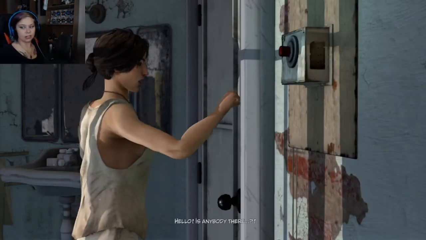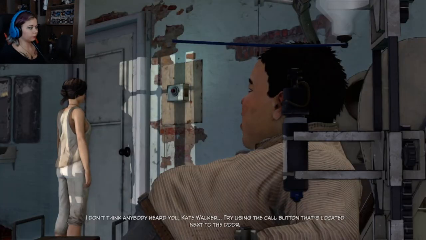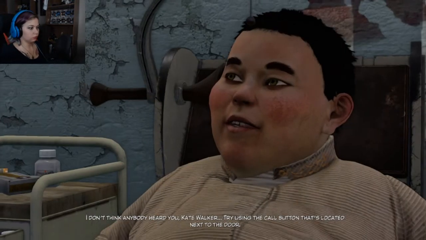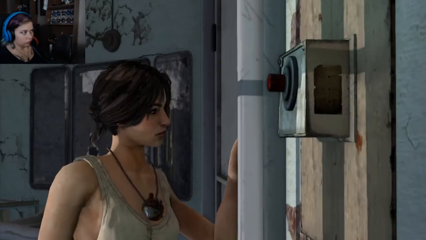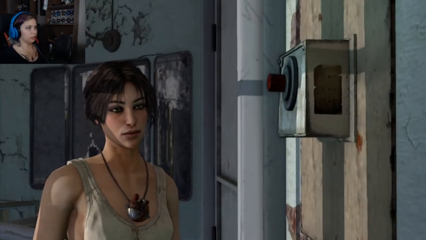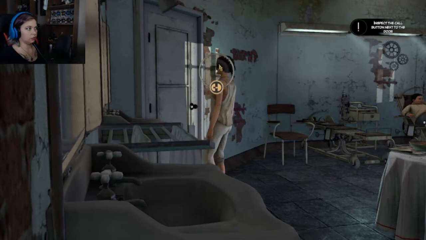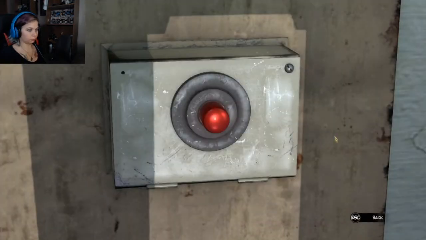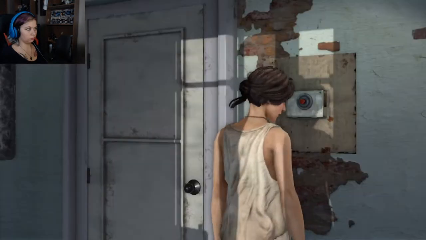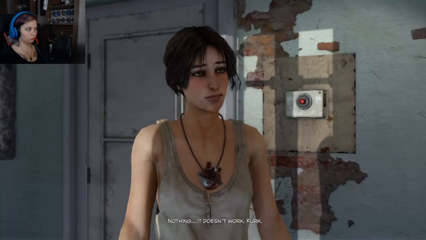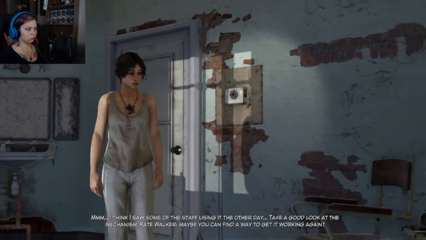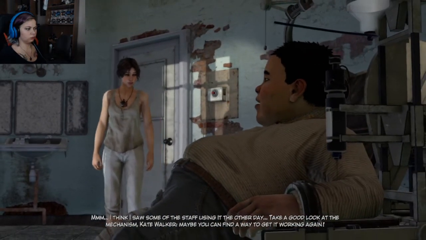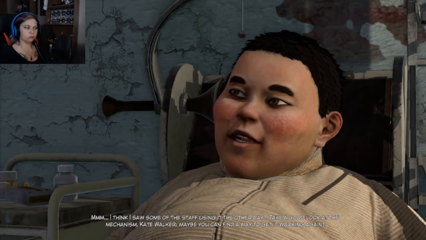Locked in. Hello? Is anybody there? I don't think anybody heard you, Kate Walker. Try using the call button that's located next to the door. Is that what that is? Nothing. It doesn't work, Kirk. I think I saw some of the staff using it the other day. Take a good look at the mechanism, Kate Walker. Maybe you can find a way to get it working again.